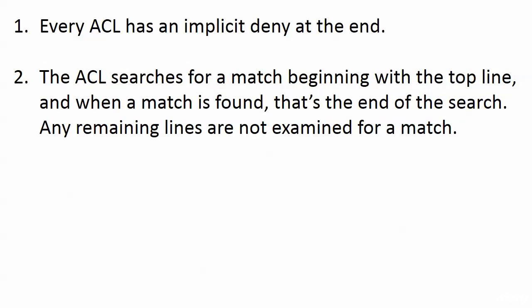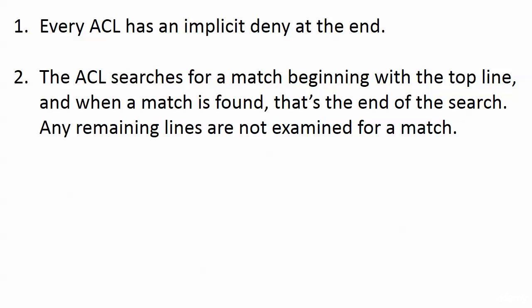The first one being that every ACL has what we call an implicit deny at the end of it, or at the bottom of it, if you will, because our ACL is going to be a set of lines, and of course, lines always got to have a top, always got to have a bottom, and it's got that implicit deny. More about that in a moment.